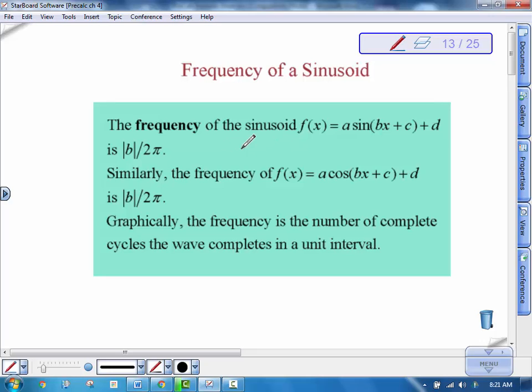Okay, frequency is the reciprocal of period. So if the period was 2 pi over b, the frequency is going to be the reciprocal of that. So keep in mind the period is always the reciprocal of frequency. So what the frequency is, the number of complete cycles a wave completes in a unit interval. Typically that unit interval is measured in time, and typically that's 1 second. So frequency is usually measured in hertz as the unit, which is the number of cycles per second. So we can look at sound waves, we can look at light waves, different radio waves, and we can talk about how many cycles they make per second as the frequency of that wave.